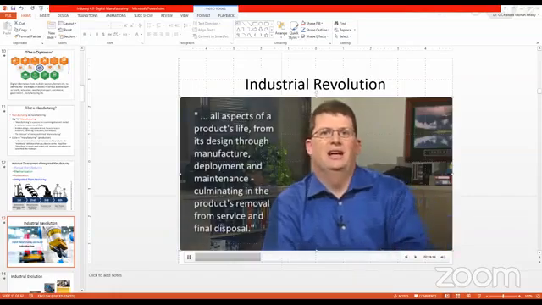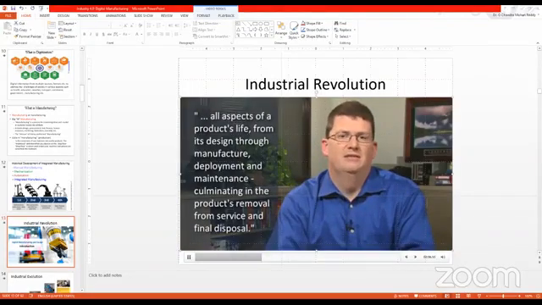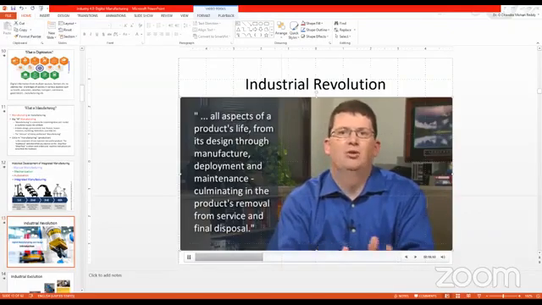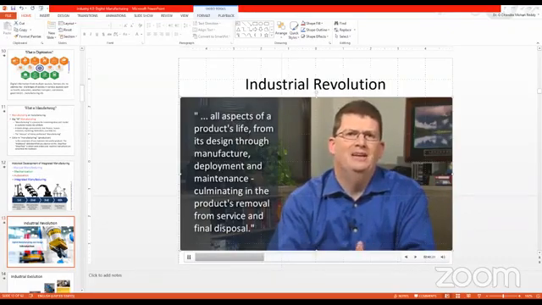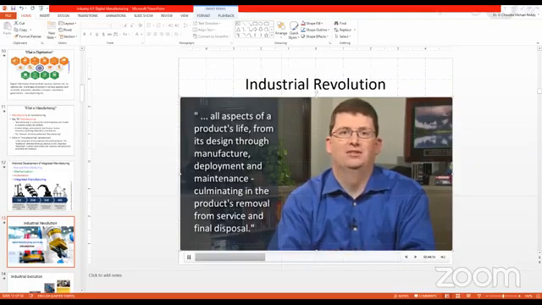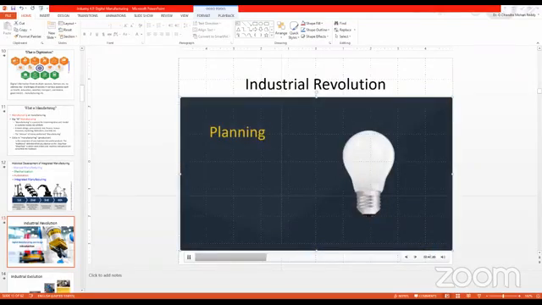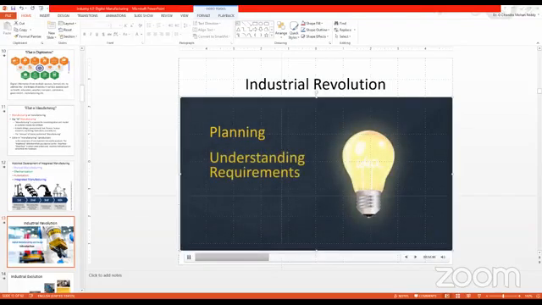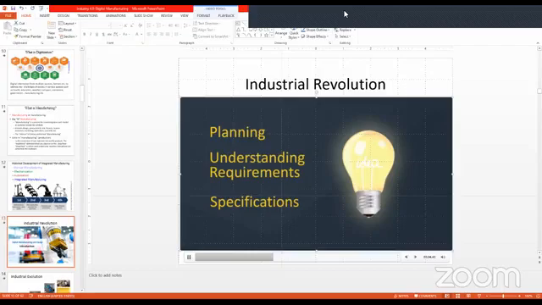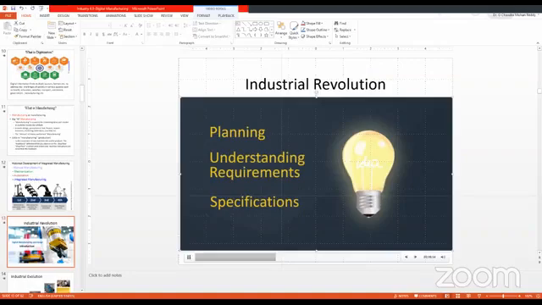Grieves defines the life cycle as all aspects of a product's life, from its design through manufacture, deployment, and maintenance, culminating in the product's removal from service and final disposal. The first stage in a product's life cycle is planning. This is where designers work through understanding requirements, whether they come from customer expectations, industry standards, or regulations. These requirements are then transformed into specifications, or technical requirements that can be measured. These specifications give you a way to evaluate initial feasibility of a product and whether the process should continue to design.